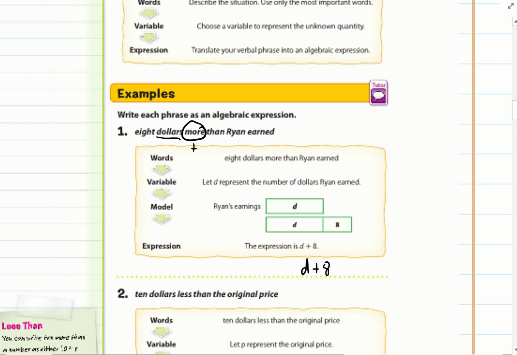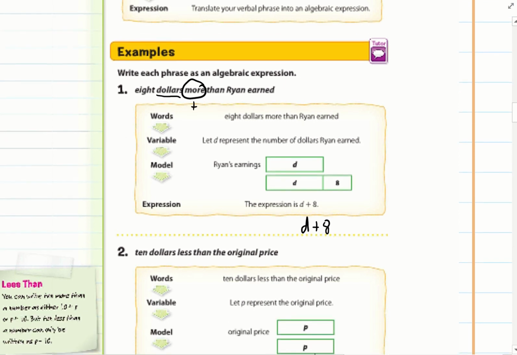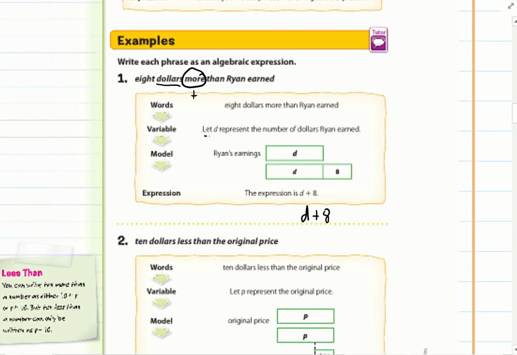So I have $8 more than Ryan earned. We don't know how much Ryan earned. So D represents how much Ryan earned, and we don't know that, so we're just going to use D. But we know it's 8 more than D. See right here, it says let D represent the number of dollars Ryan earned.